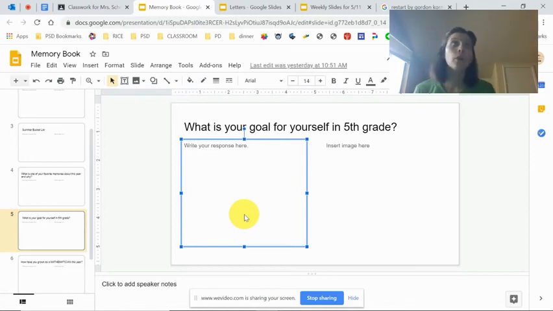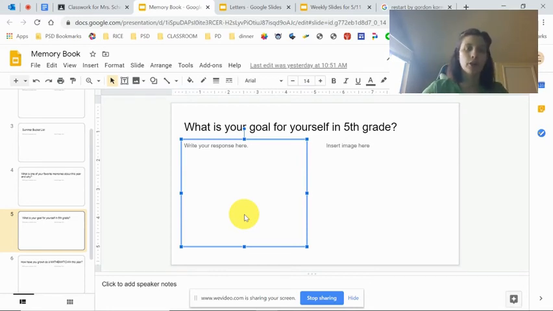I also have a goal to fix up class jobs, because trying to give out new jobs every week was a little bit too much. So shortening that to every semester, having kids apply for a job, and then every semester I would choose new people for those jobs. So yeah, it's just fine tweaking my teaching profession that is my goal for next year.